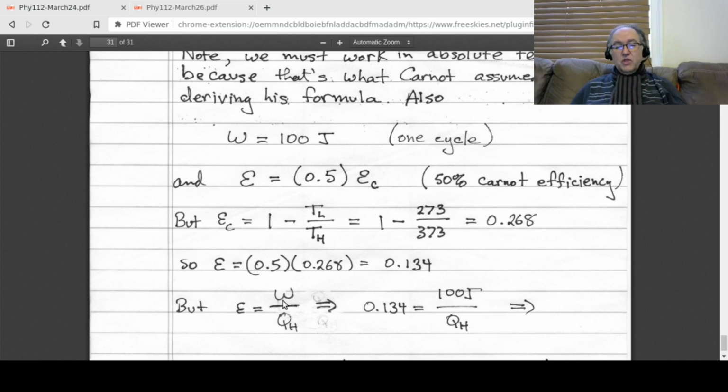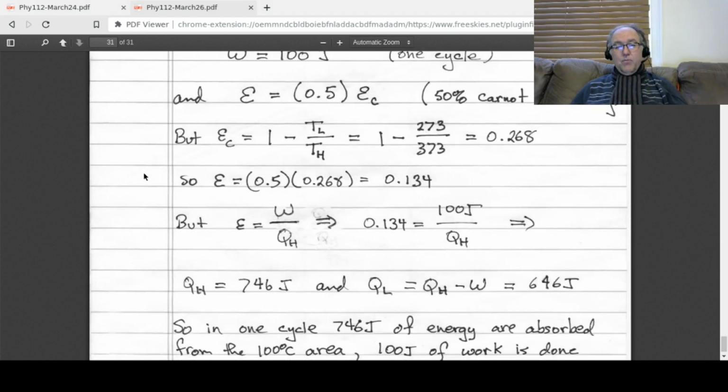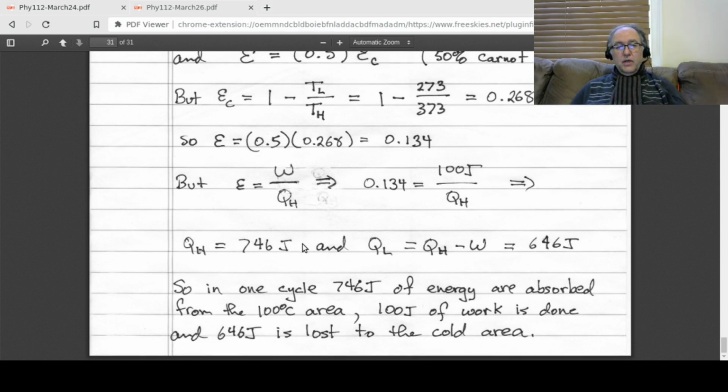Well, the actual efficiency is the work divided by QH. So we just plug in: 0.134 is equal to 100 joules per cycle divided by QH, and we can very simply solve for QH. And that tells us that in one cycle of this engine, it will absorb 746 joules from the boiling water. It will lose 646 joules to the ice, and 100 joules of it will actually be doing work. And again, that work is done as the piston expands in the gas when it's in contact with the boiling water.